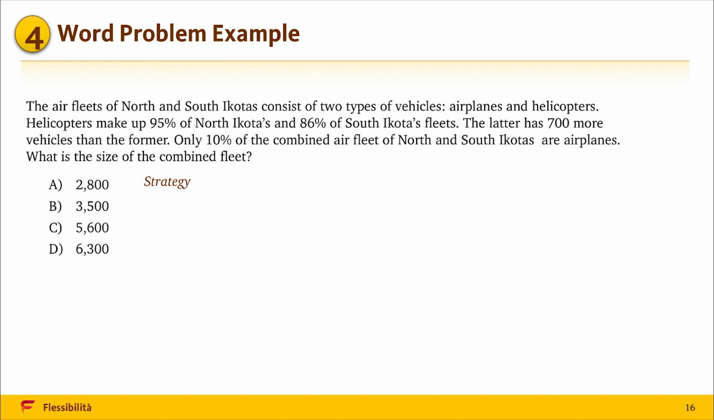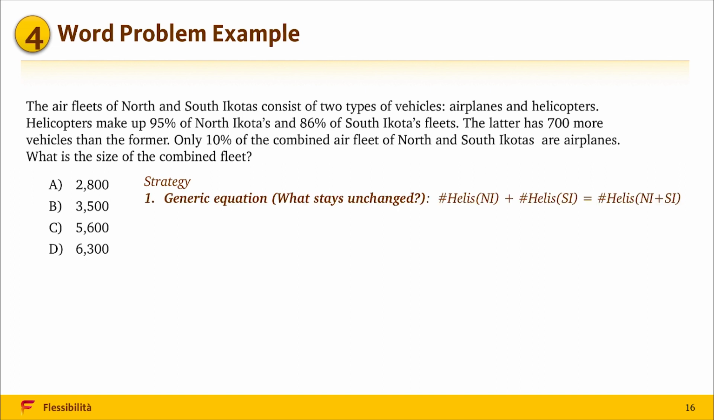What remains unchanged in the setting of the question? The number of helicopters, expressed separately and simultaneously for the two states. Insert the data from the problem to make the equation more specific. Helicopters make up 95% of the fleet of North Dakota, 86% of the fleet of South Dakota, and 100 minus 10 equals 90% of the combined fleet. The combined fleet can be expressed via the fleet of just one state.